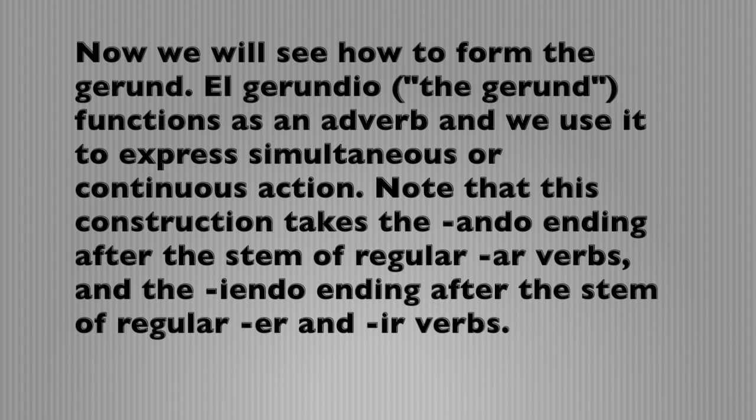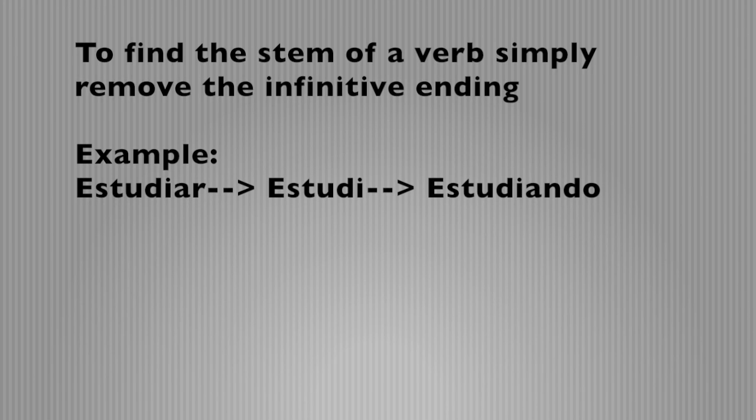The gerund functions as an adverb, and we use it to express simultaneous or continuous action. Now note that this construction takes the ando ending after the stem of regular AR verbs and the yendo ending after the stem of regular ER and IR verbs. To find the stem of the verb, we're just going to simply remove the infinitive ending. So here we have estudiar. We're just going to drop the AR, and then there you have your stem. And then we're just going to add ando, since estudiar is an AR verb.